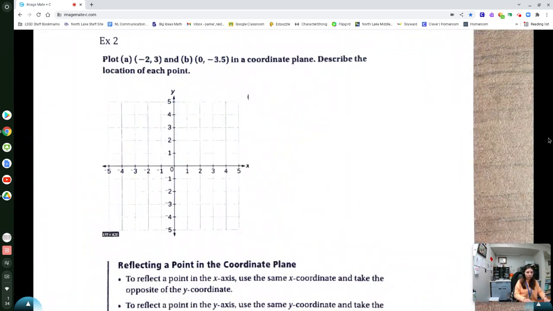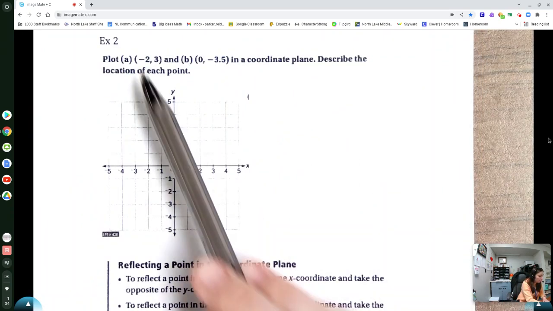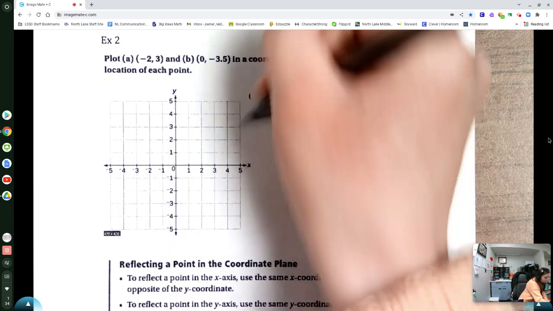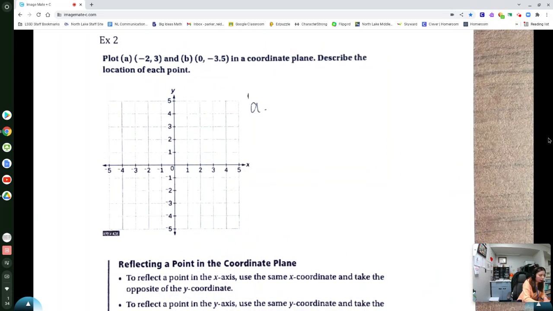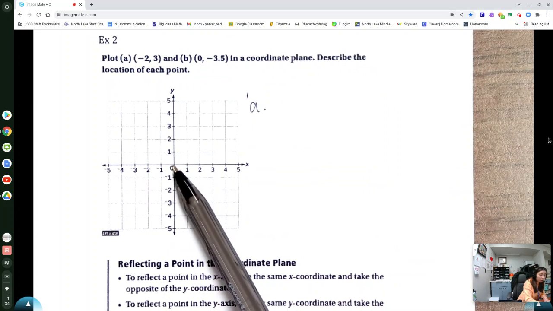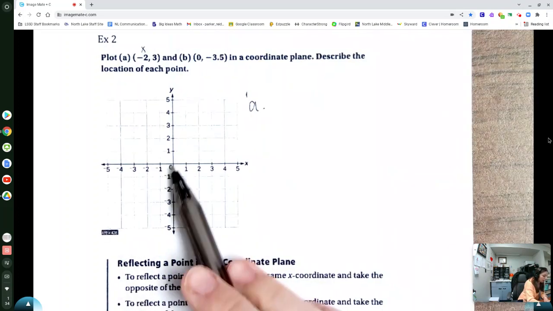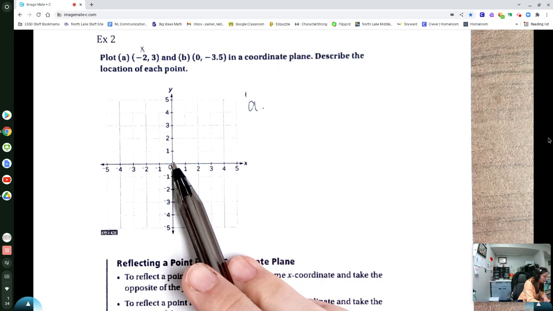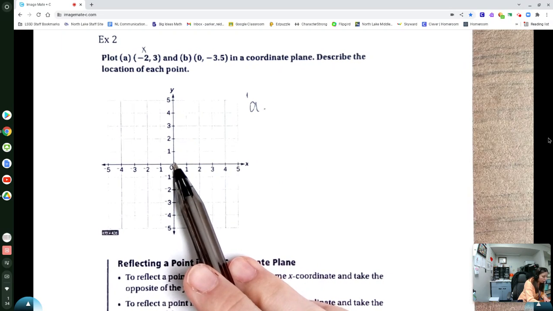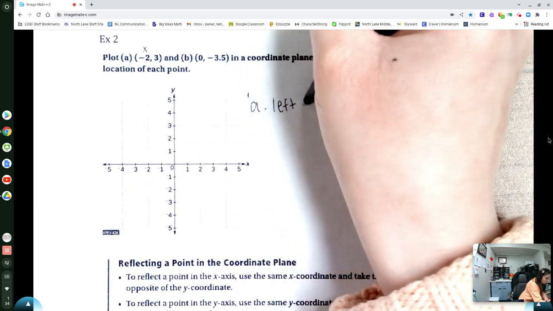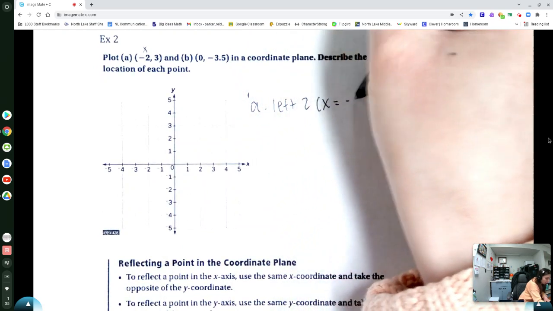Now moving into example 2, we're going to plot these 2 points in a coordinate plane and describe the location of each point. So we're going to start with point A, which is (-2, 3). So remember, we're always going to start at the origin. That's our starting point. That's where we originate. First, the first value gives me the x-coordinate. It tells me which way to walk. Well, it says negative 2, so that means I should walk 2 to the left. I'm going to the left because it's negative. So I'm going to go left 2 because x equals negative 2.